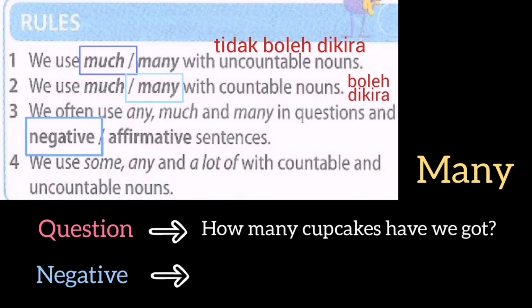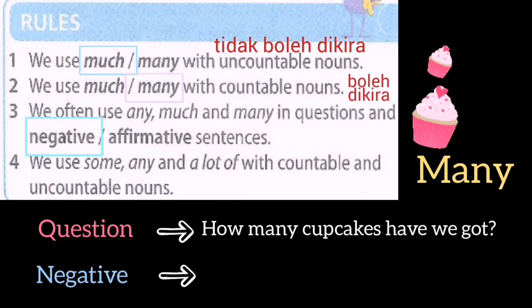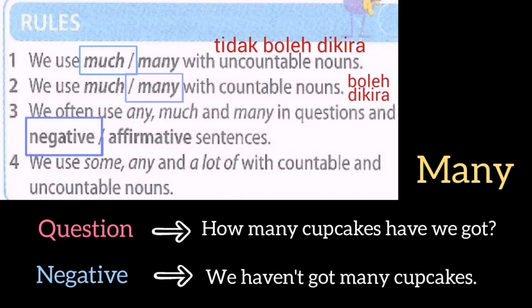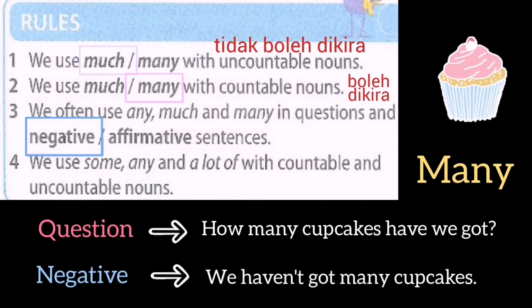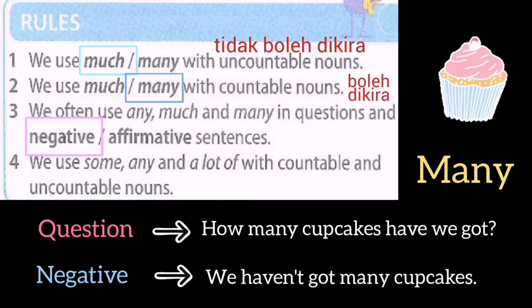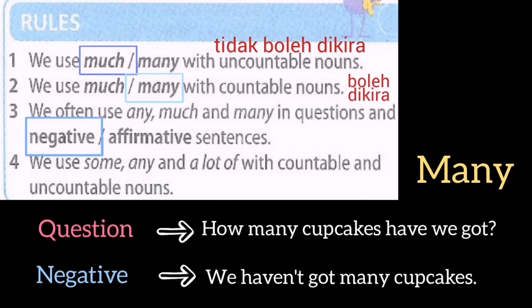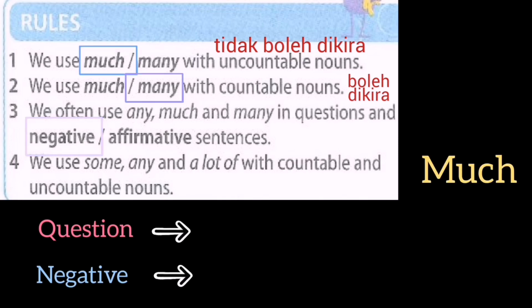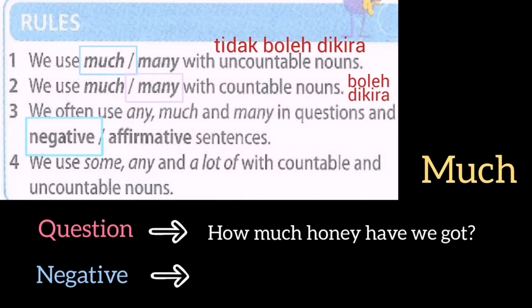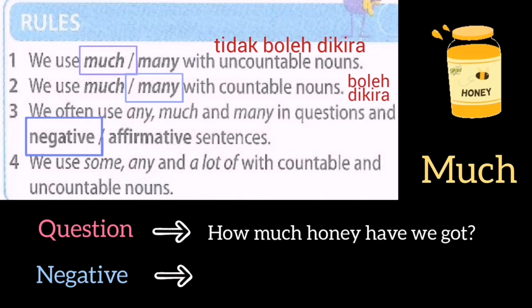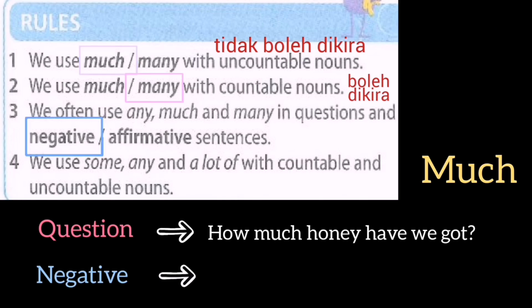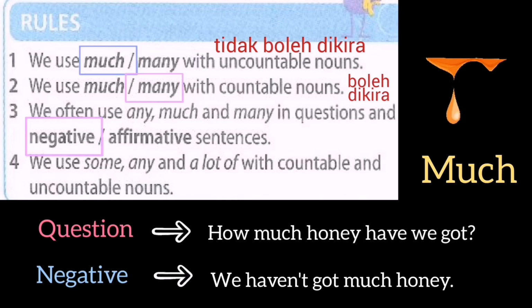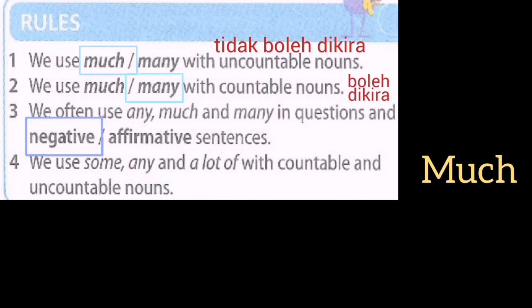Many. In questions, how many cupcakes have we got? In negative sentence, we haven't got many cupcakes. So, kat sini, dia nak cakap dia ada tapi tak banyak cupcake tu. Jadi, ayat tu adalah ayat negatif. Much. In questions, how much honey have we got? In negative sentence, we haven't got much honey. Bermaksud, kuantiti madunya ada tetapi sudah tidak berapa banyak. Jadi, ia adalah ayat negatif.